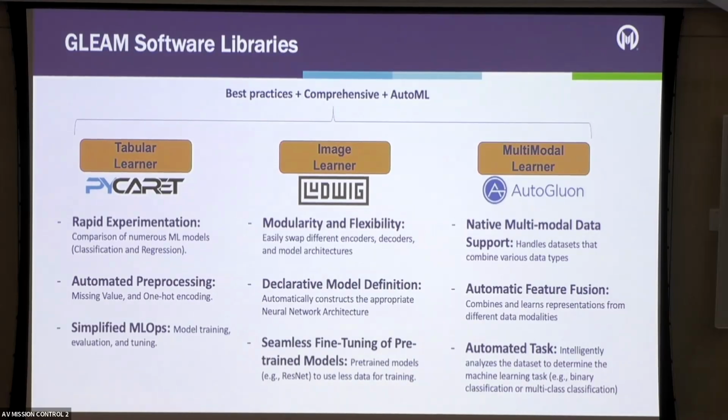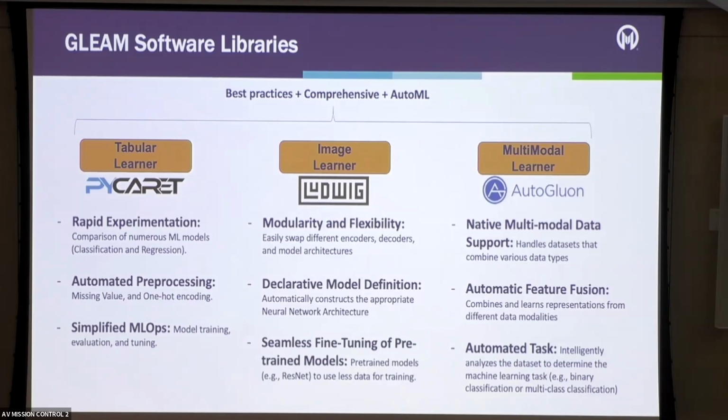So for PyCaret, we have rapid experimentation. When you run a PyCaret experiment, you can run more than 10 models at once and pick the one that was trained the best for your data set. For the image learner, we have Ludwig. It has great modularity and flexibility to have different encoders and decoders and also change the model architecture. So this was a great pick. And for the multimodal learner, we have AutoGluon running because it has native multimodal data support.